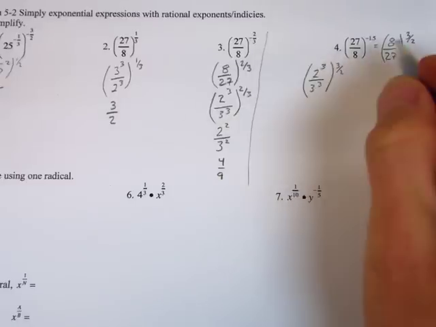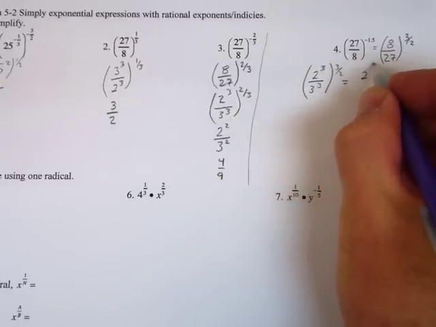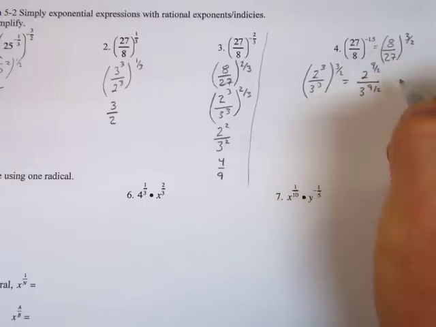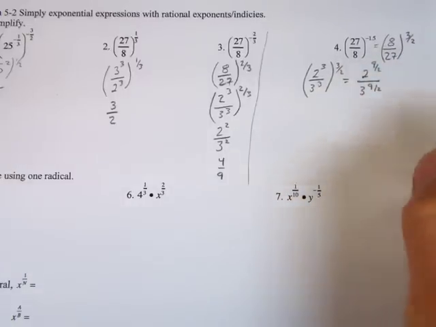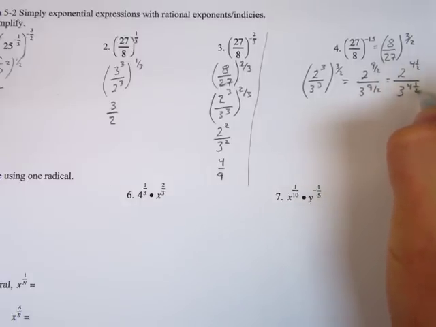This time it doesn't simplify as nicely as the previous problem. And so this will be 2 to the 9/2 over 3 to the 9/2. Now we need to realize how to simplify that. That's the same thing as saying 2 to the 4.5 over 3 to the 4.5.